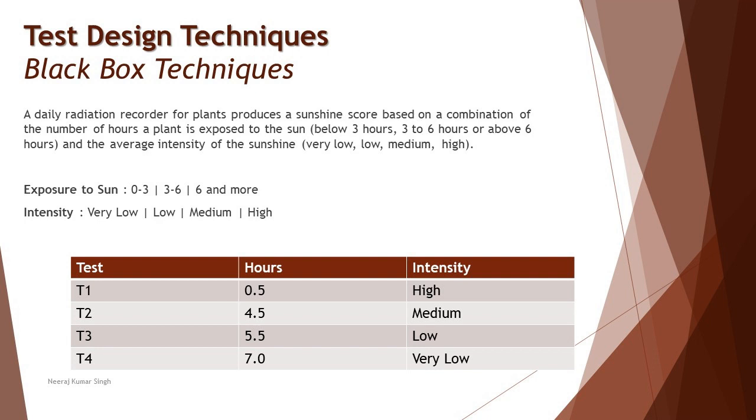Now, many of you may get confused, asking why we took 4.5 and 5.5 within the same range. It was just to fulfill the need of intensity, because we have 4 intensity classes here and we have to cover at least one for each. Since the sun has only 3 ranges, we have to take one extra value to support it. I hope this pretty much gives you the understanding you need in terms of equivalence partitioning.